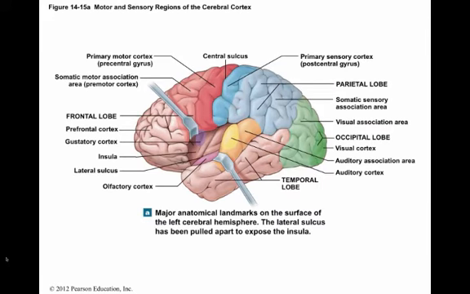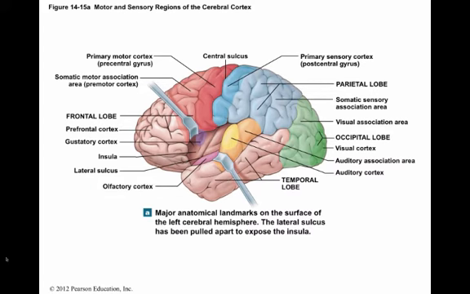The occipital lobe contains the visual cortex, where visual impulses from the eyes are interpreted. The frontal lobe contains the gustatory cortex, where the sensation of taste is processed. The temporal lobe contains the auditory cortex, where the sense of hearing is processed, and the olfactory cortex, where the sense of smell is processed.